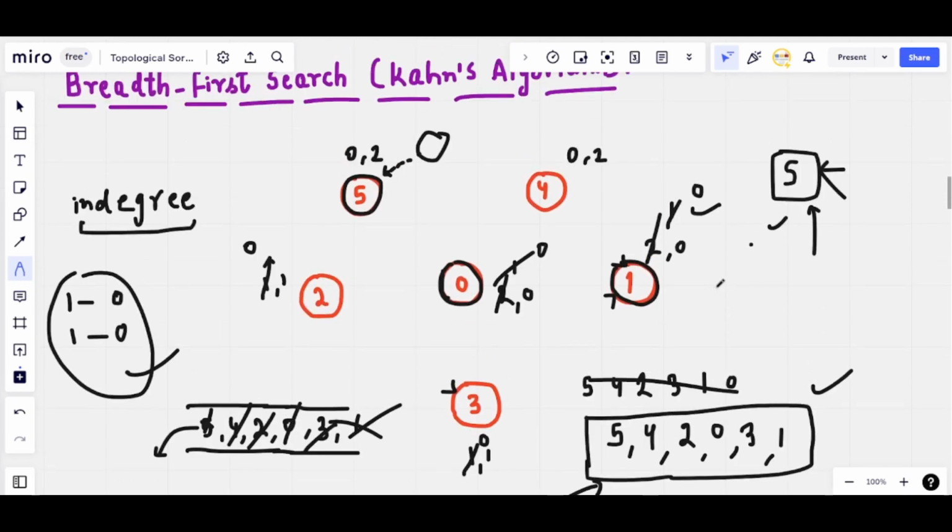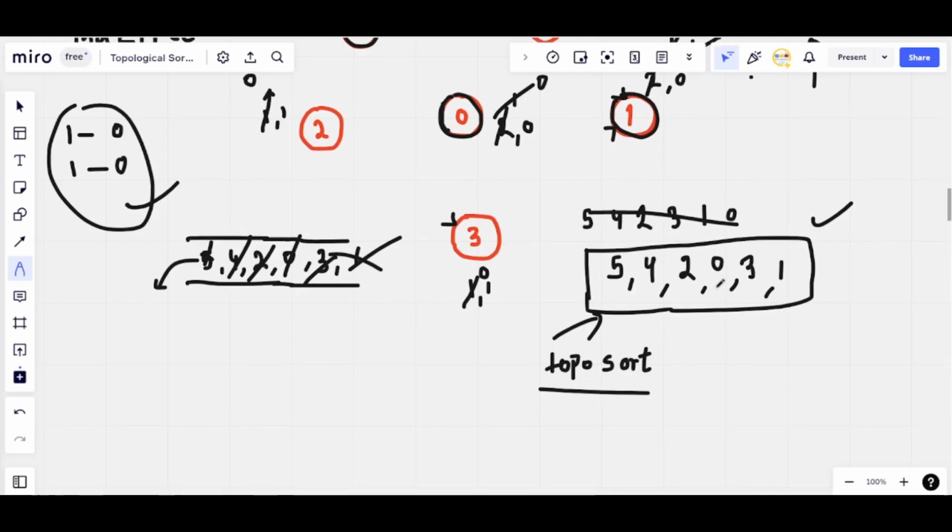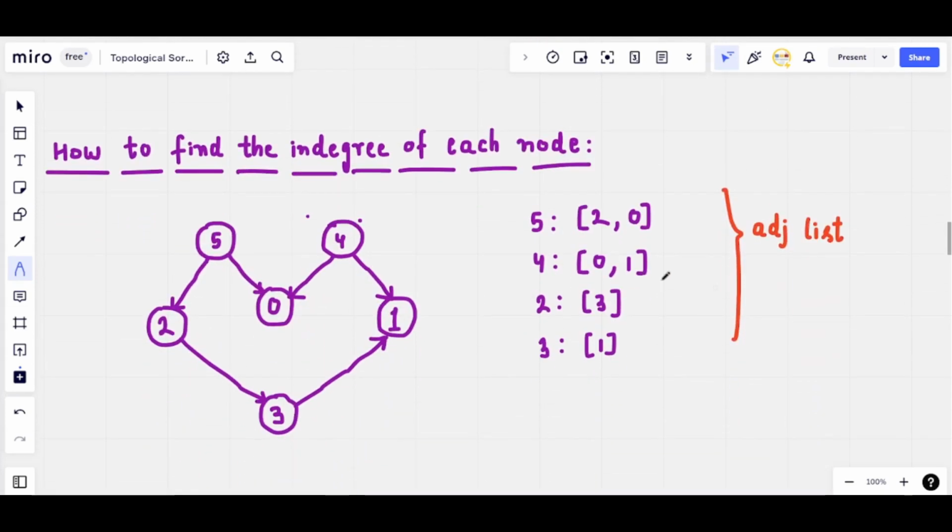Fine. So let's jump to the implementation part. First of all, let's see how we can find the in degree for each node. This is our directed acyclic graph, and this is the corresponding adjacency list. For every node we have a vector of the nodes connected to it. From node number 5 we have two outgoing edges, towards node number 2 and node number 0. That's what this adjacency list stores.